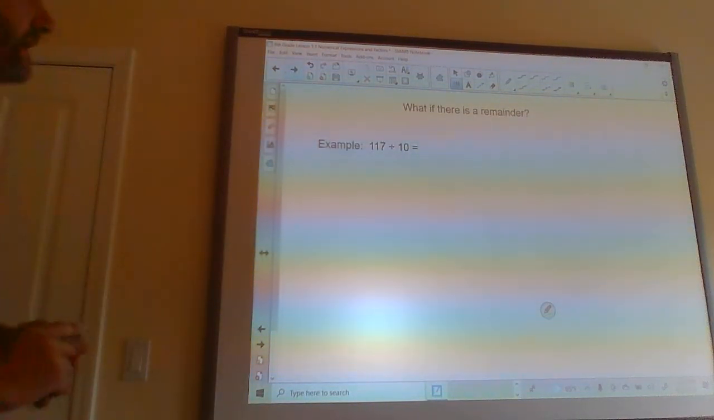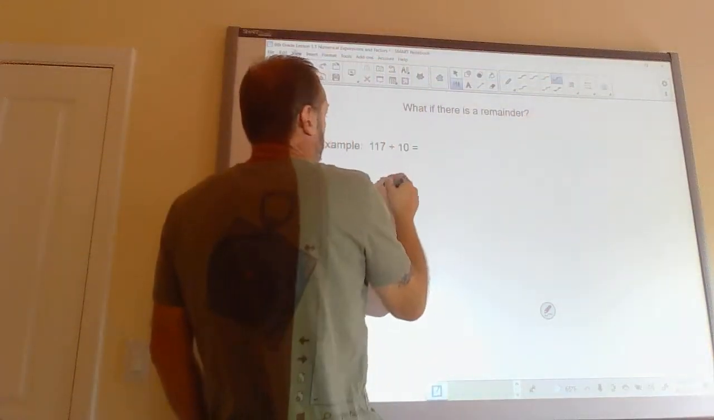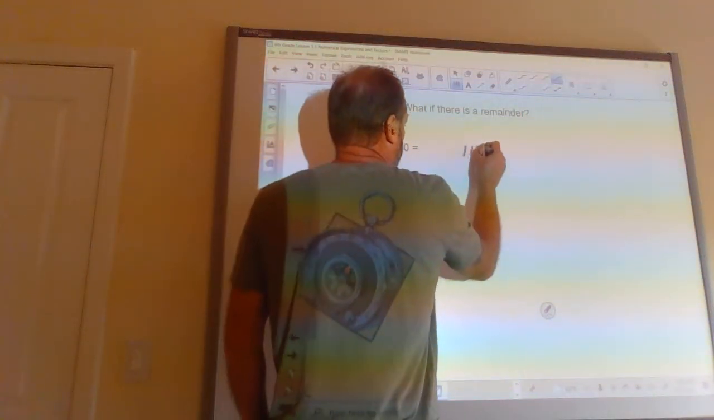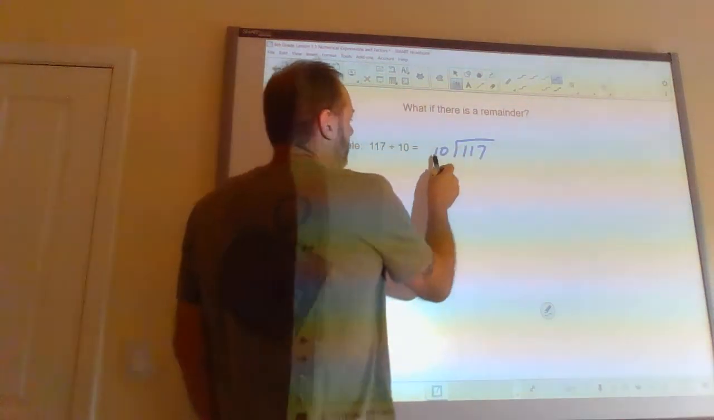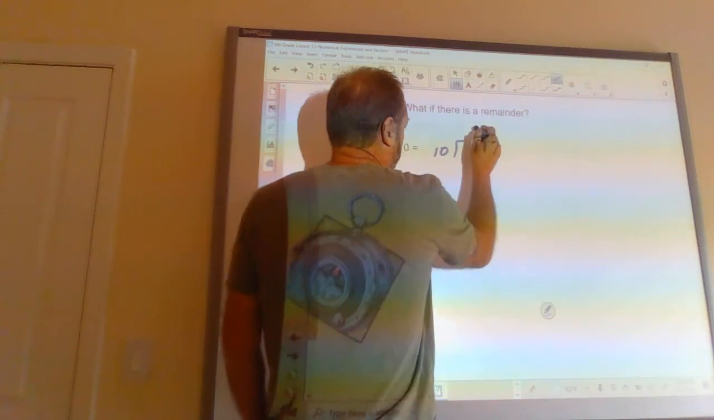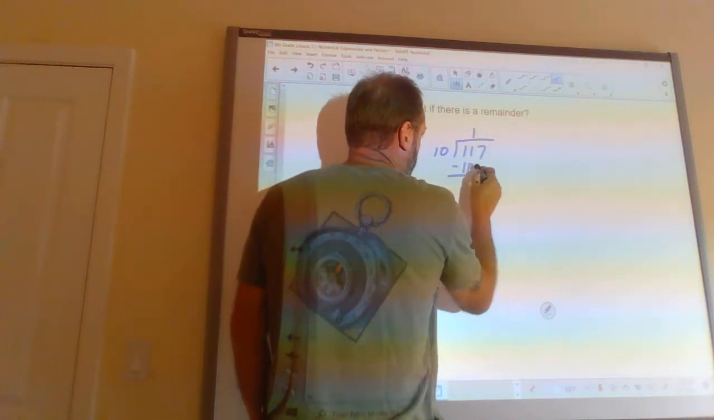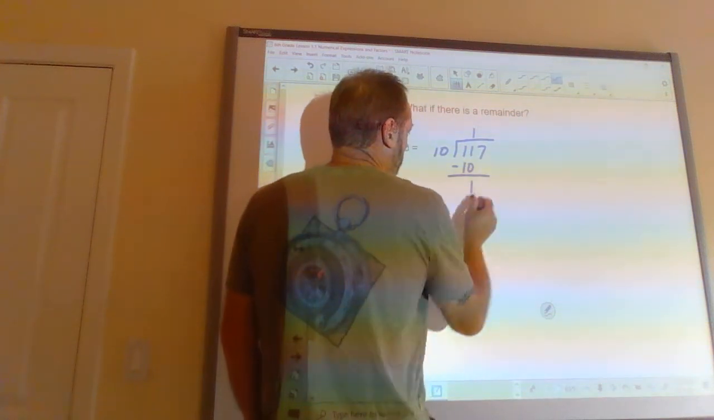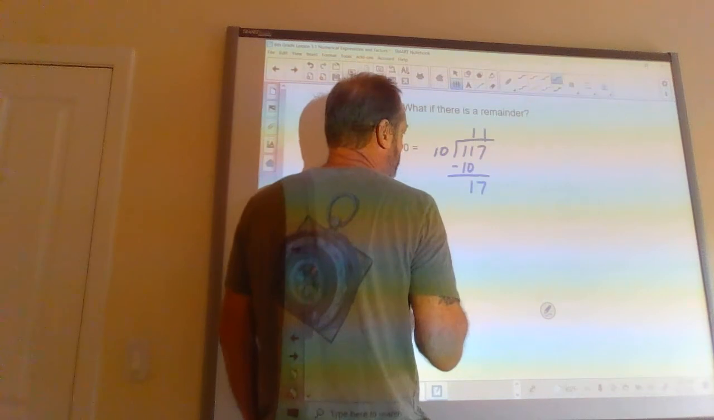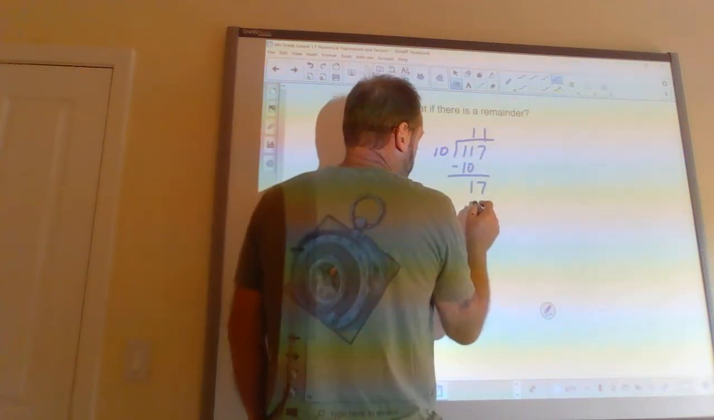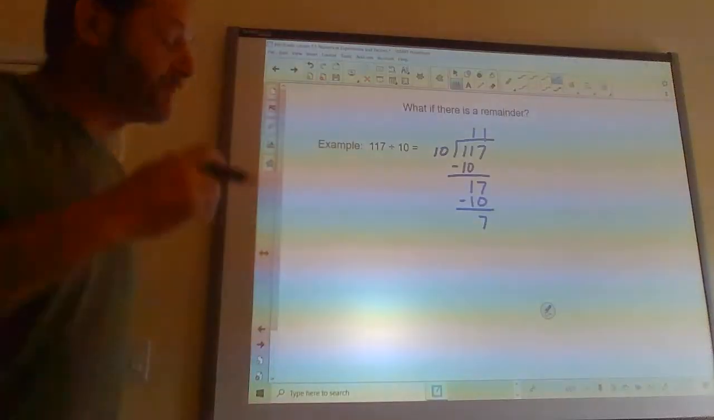Okay, what if there is a remainder? So if I have something like this, 117 divided by 10. Okay, so 10 will not go into 1, but 10 will go into 11 1 time. 1 times 10 is 10. Subtract, that leaves me with a 1. Drop down my 7. 10 goes into 17 once. 1 times 10 is 10. Subtract, I got 7. Now there's a couple things I can do here.